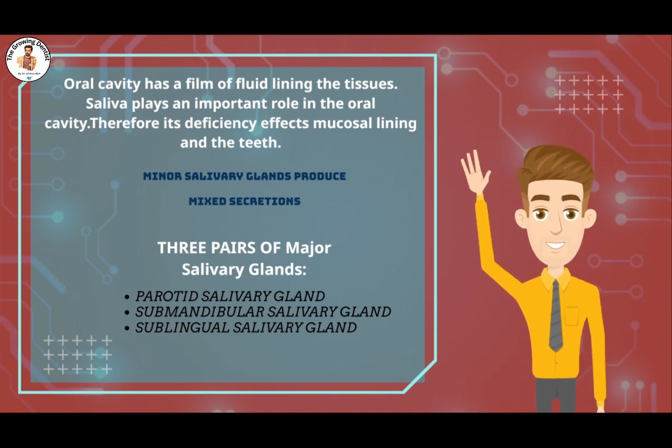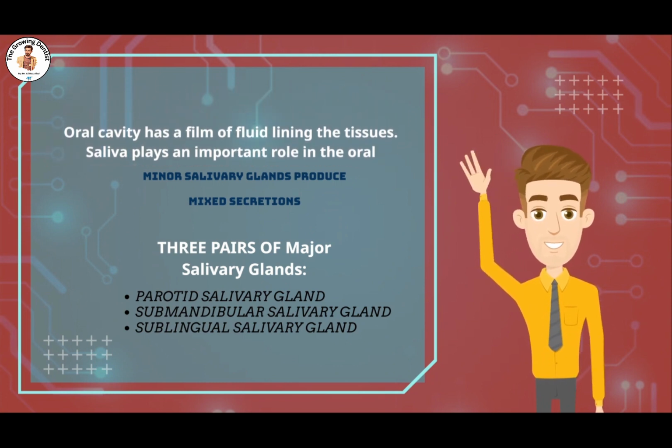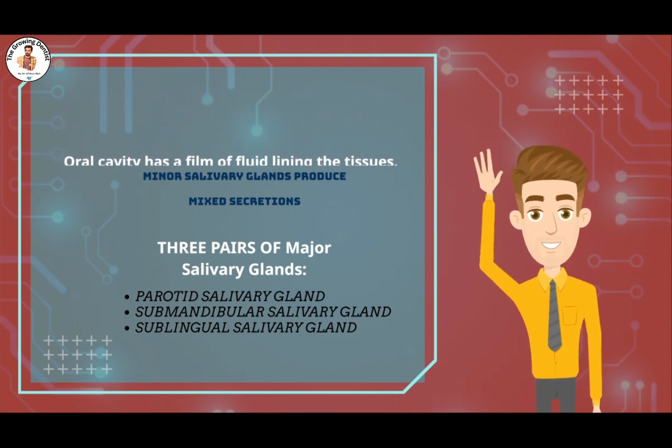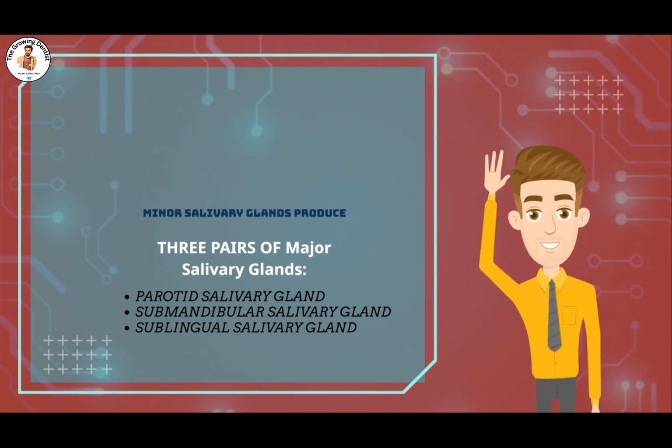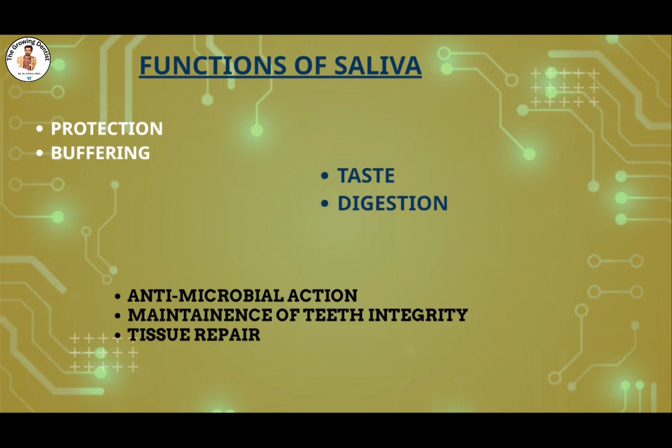There are three pairs of major salivary glands: parotid, submandibular and sublingual. Multiple minor salivary glands are also present, which produce mixed secretions in the mouth. Functions of saliva include protection, buffering, digestion, taste, antimicrobial action, maintenance of tooth integrity, and tissue repair.